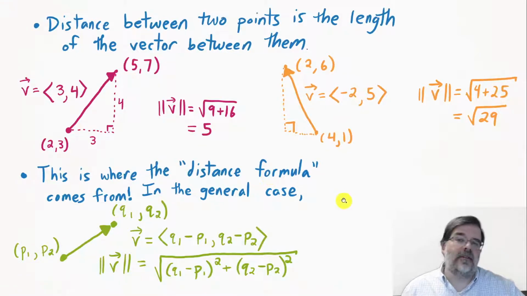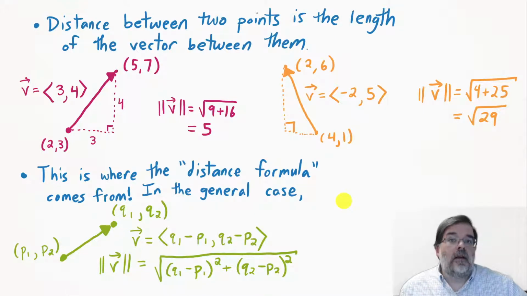Now, if you want to find the distance between 2 points, long ago in an algebra class, you might have learned something called the distance formula. But since we're talking about vectors, we're going to think of this in a slightly different way. The distance between 2 points, you can calculate from what we already know. It's the length of the vector between them.